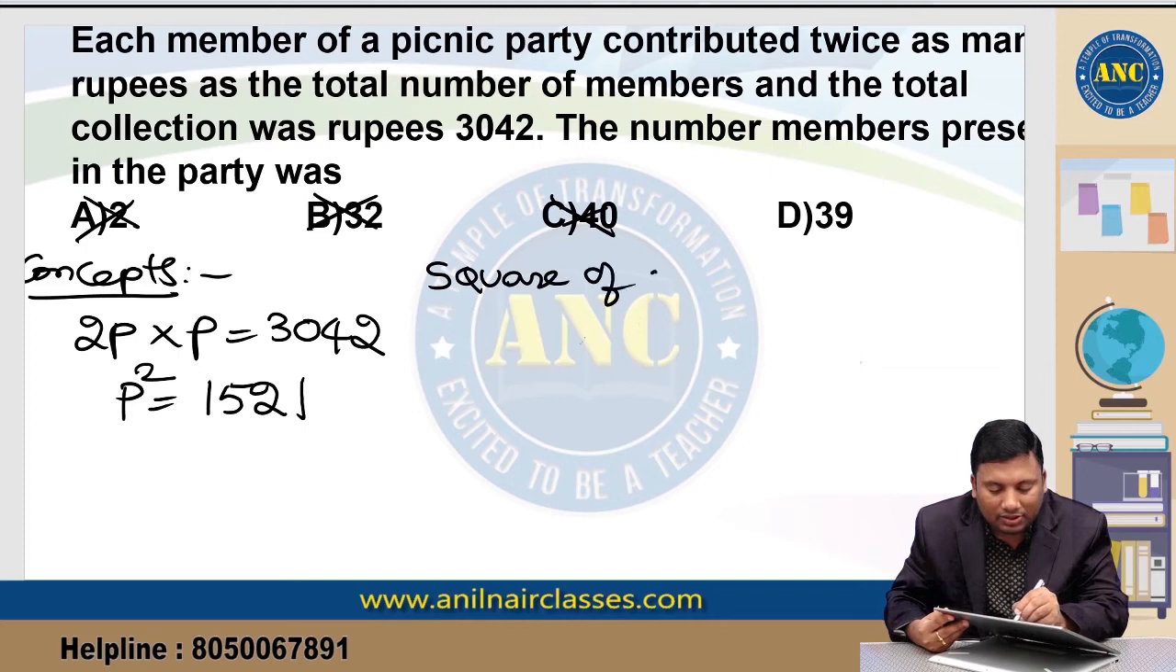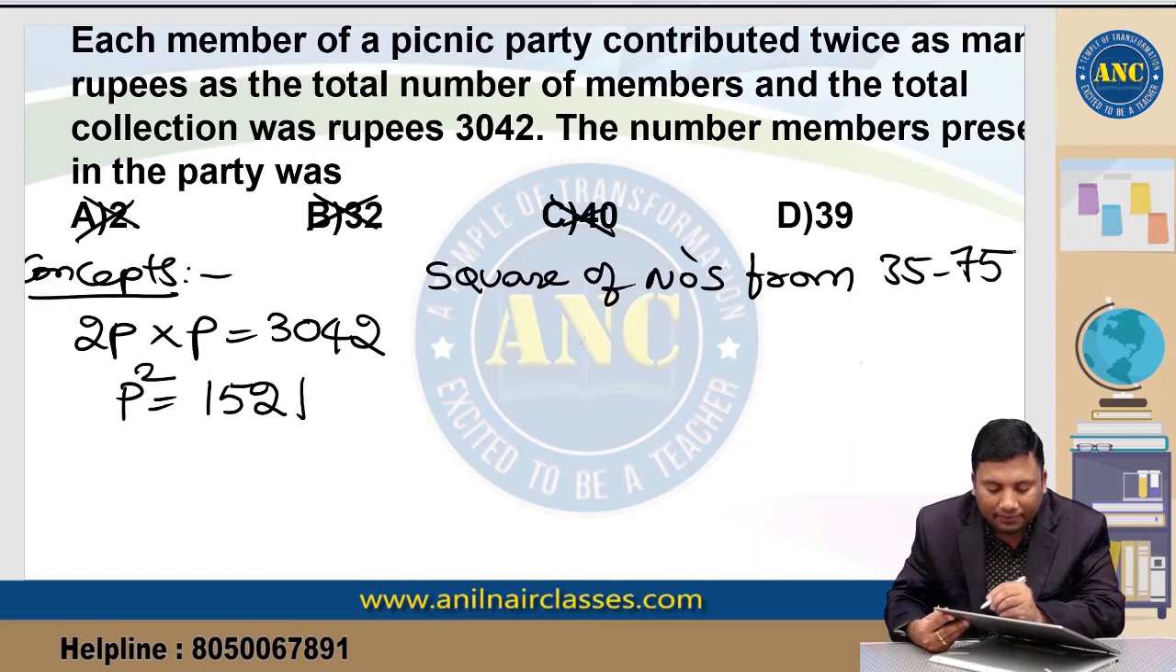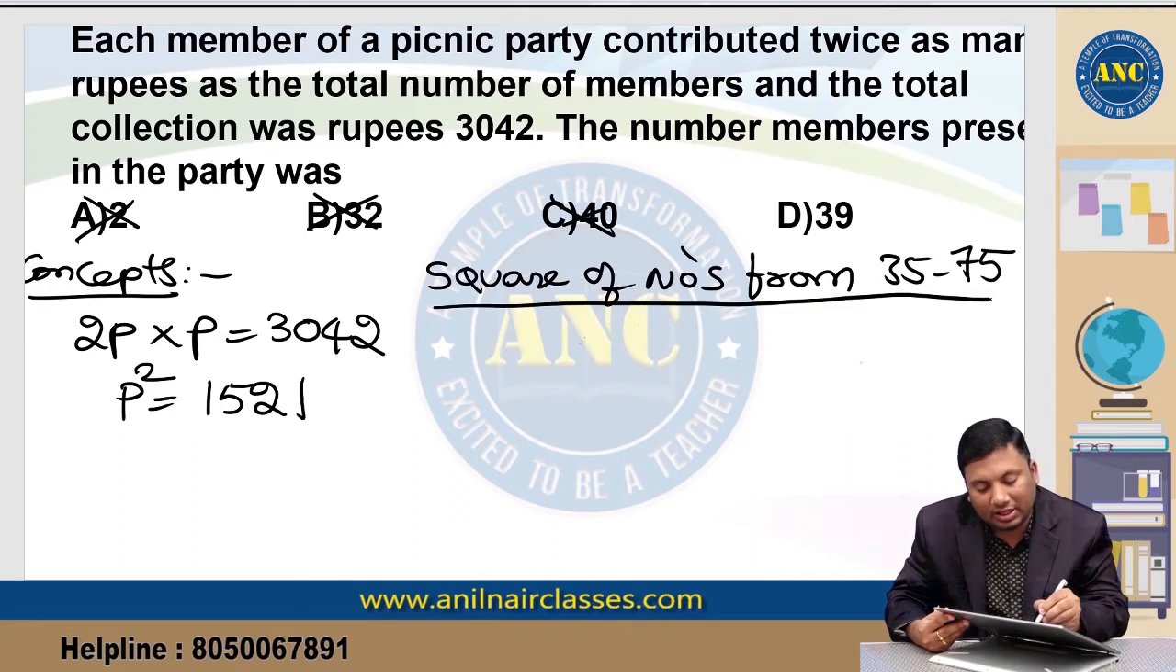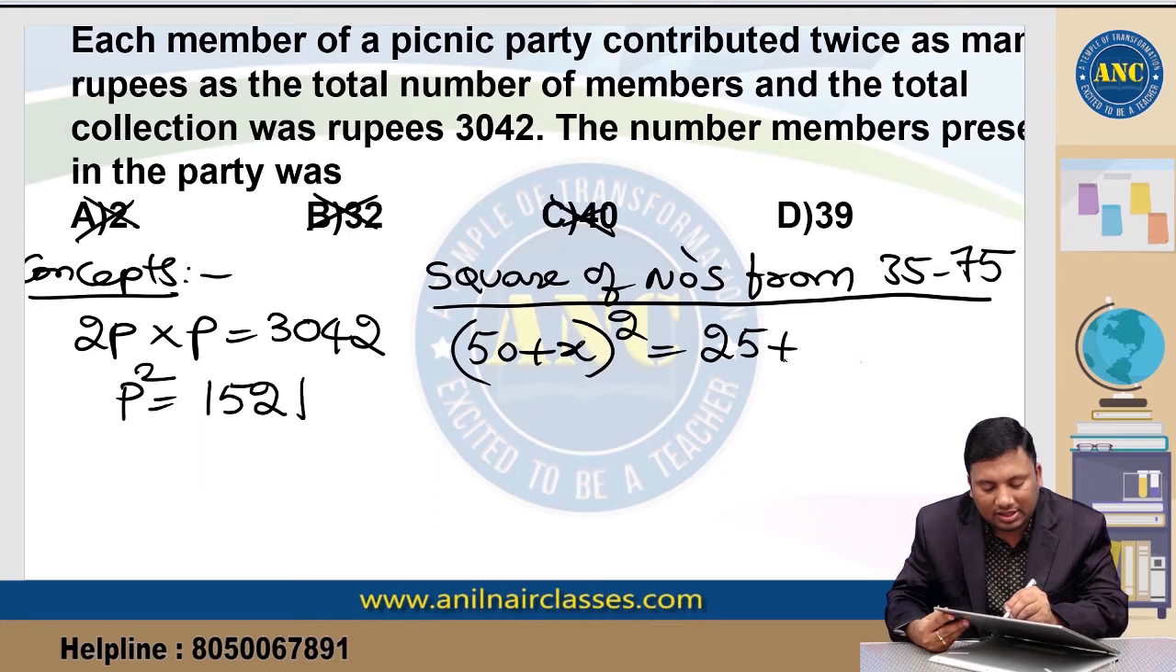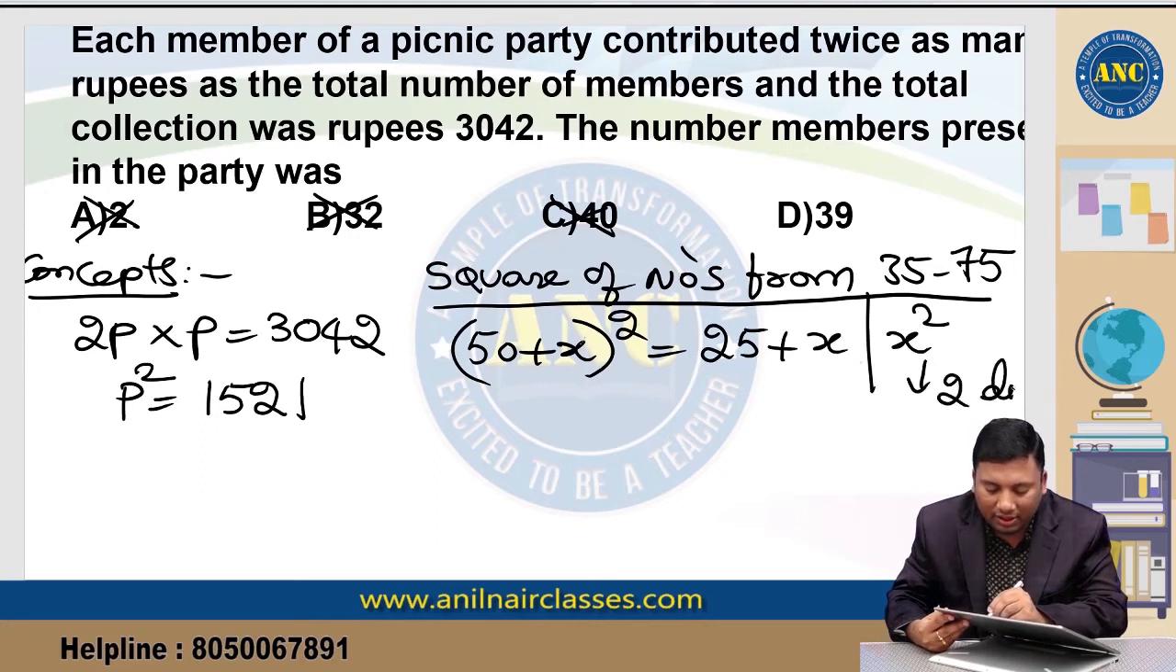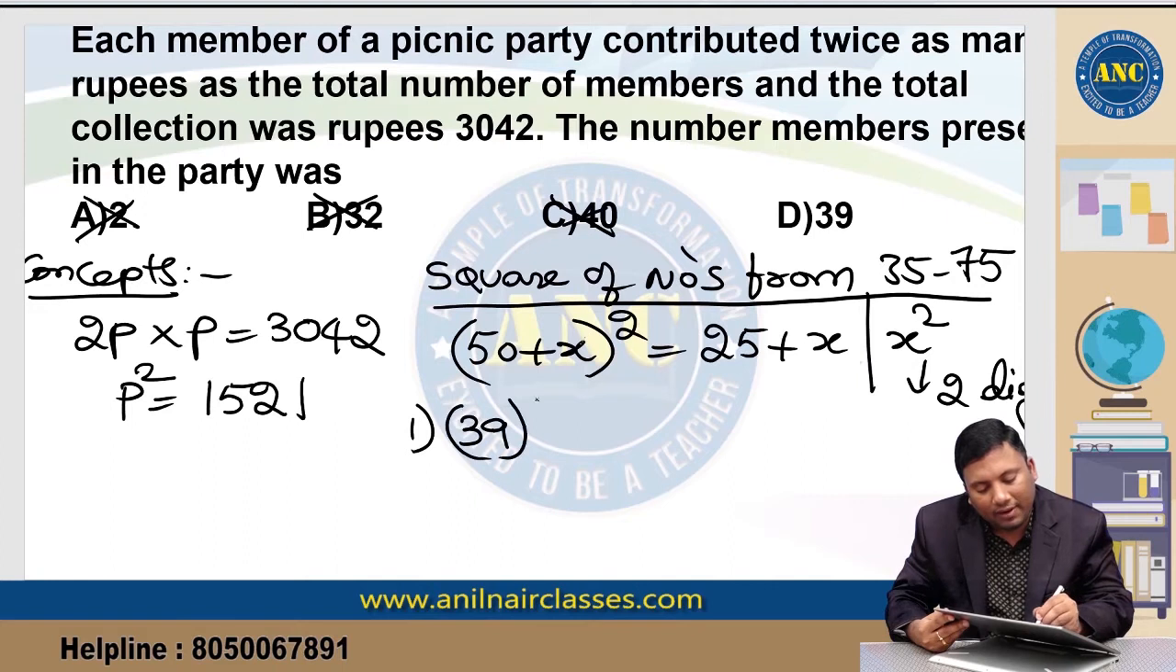Square of the numbers from 35 to 75. Listen carefully. Square of the numbers from 35 to 75: 50 plus x whole square is equivalent to 25 plus x slash x square. X square should be in a 2-digit format. Suppose I take 39 whole square. 39 whole square is nothing but 50 minus 11 whole square.